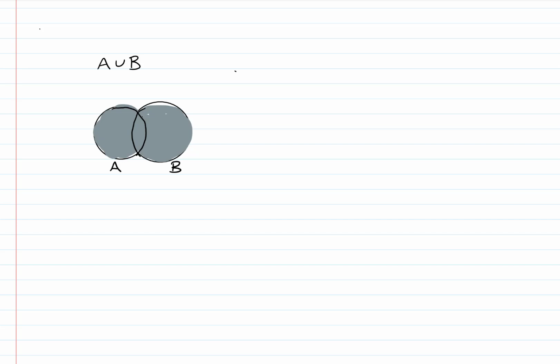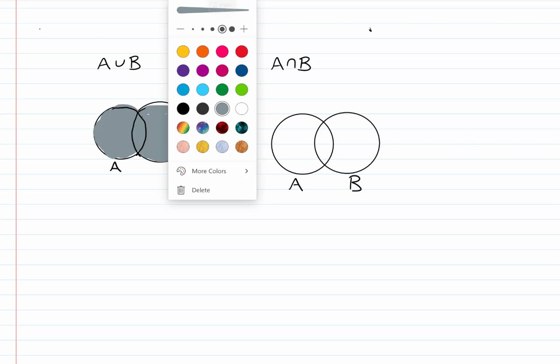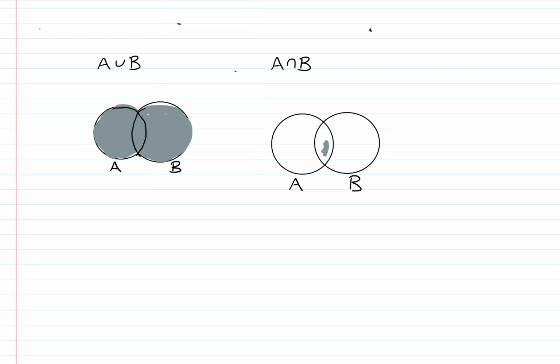Okay, let's do A intersected with B. That's another way of saying A intersect B. The intersection of A and B is often referred to as A intersect B, or A intersected with B. So that would be where you just shade the stuff that's in both A and B. That would be this stuff. Okay?